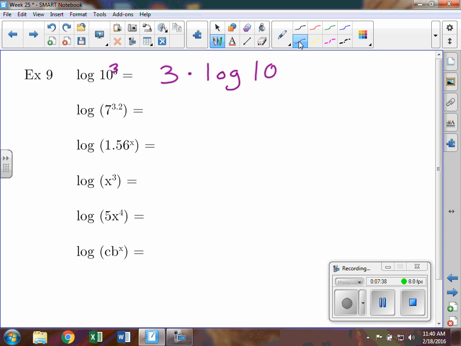Let's look at our next one. With an exponent of 3.2, we can bring down 3 2/10, and that will be multiplied by the remaining logarithm. No matter what the exponent is, the exponent gets brought down with multiplication. So with a variable of x, we'll bring it down and multiply by the logarithm.